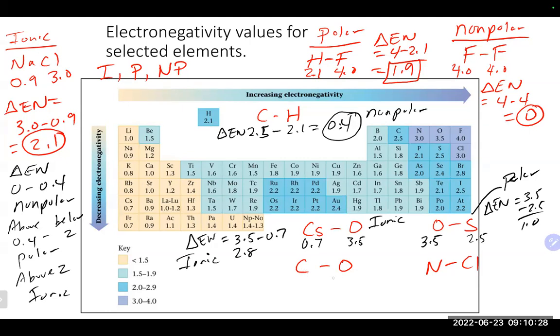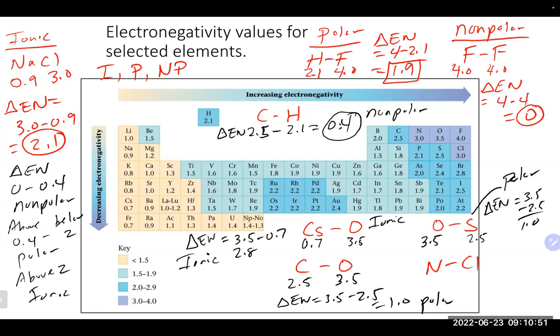Looking at carbon and oxygen, carbon being 2.5 and oxygen being 3.5, we actually get the same spread there. That's going to be a difference in electronegativity of 3.5 minus 2.5, giving us 1, which should be a polar bond.